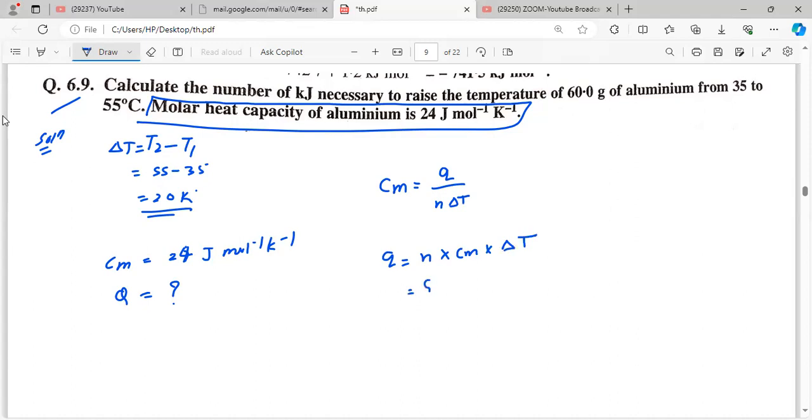n is the given mass upon molar mass. Cm, that is heat capacity, they have already given 24. Delta T is 20. Given mass is 60 gram, so here we are putting 60 gram. Molar mass is 27. Multiply by 24, multiply by 20. Now check how much is coming.